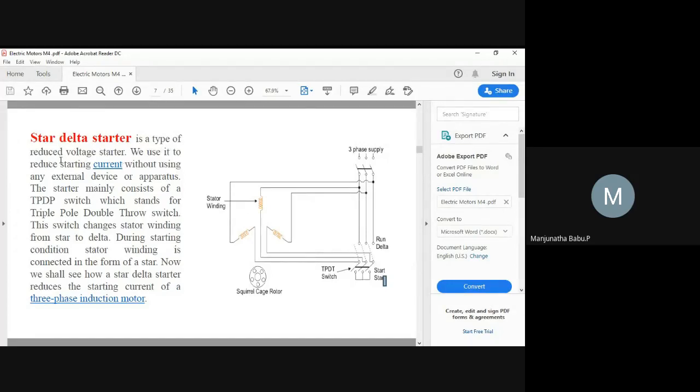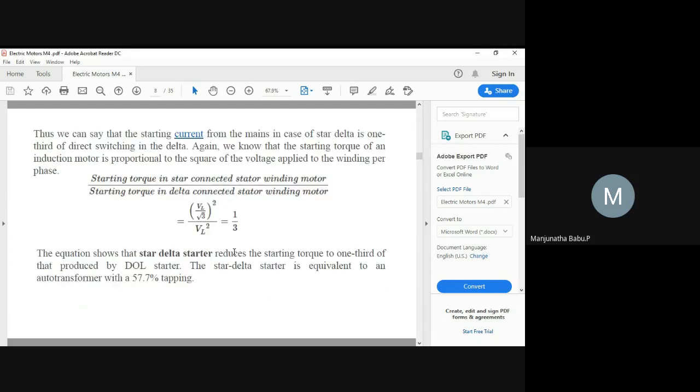So it is used to reduce the voltage during the starting, to reduce the current without using external devices. Here it consists of a TPDT switch, which stands for triple pole double throw switch. The changeover of the stator winding takes place from star to delta during the starting condition. Based on the switch, this is how the current and torque equation comes into consideration. Here is the representation for how the voltage has been reduced: starting torque in star connected stator winding and starting torque in delta connected stator winding.